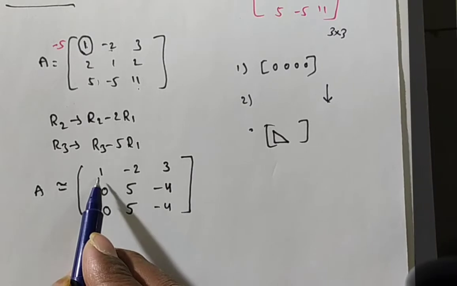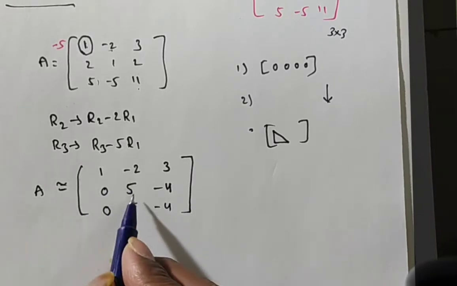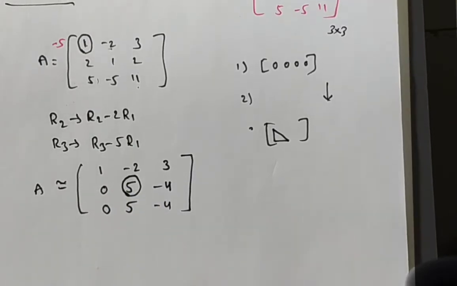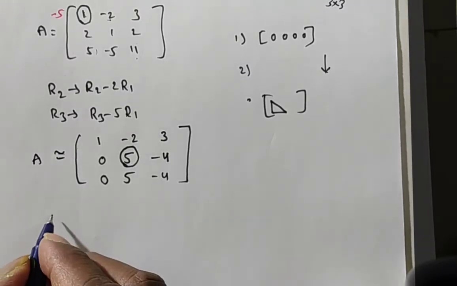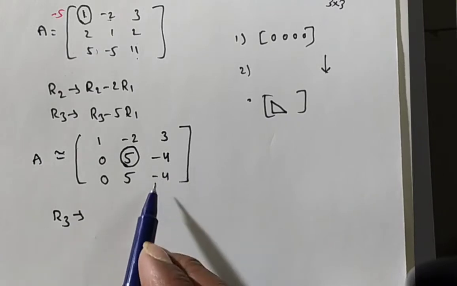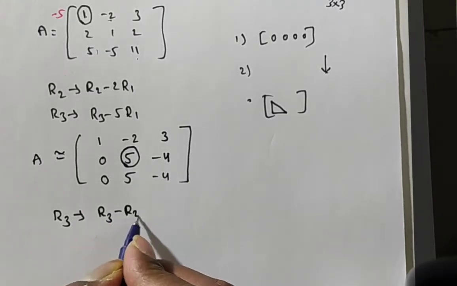Now you observe, are the elements below the diagonal 0 or not? Yes. Next, this is the second diagonal element. Round up this diagonal element and make the element below the diagonal 0 by applying elementary row operations. For that we are applying R3 tends to... you observe here the second row and third row are similar, so simply you can do R3 minus R2.